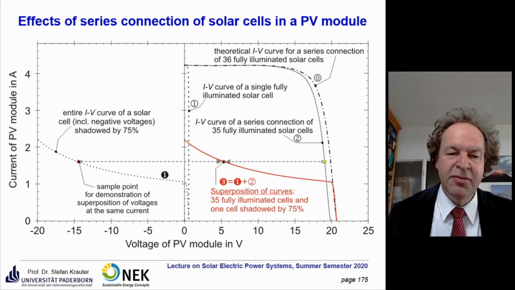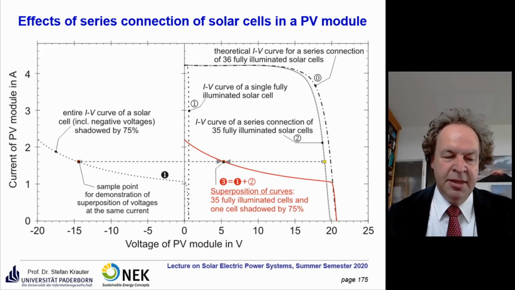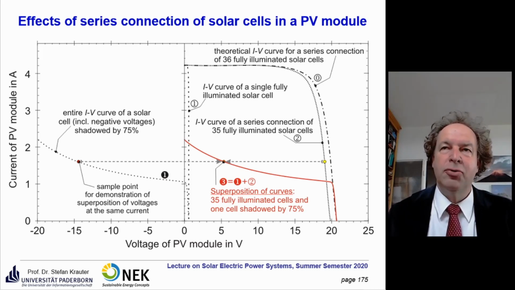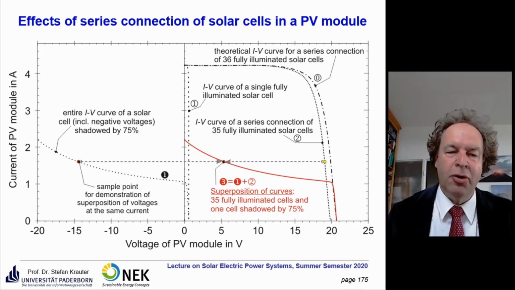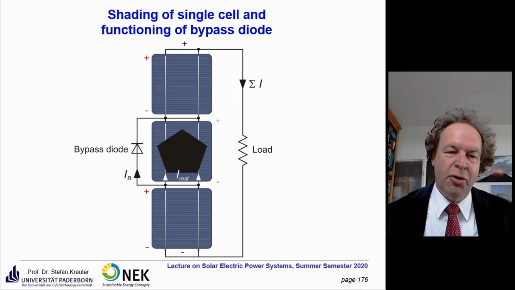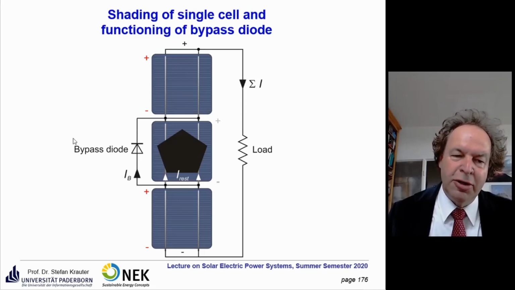And this hotspot may even destroy the encapsulation, so there can be humidity entering the modules at the cell, but later also destroying the neighboring cells and reducing the lifetime of the entire module. What you can do against it, you saw it already in that picture. This is a so-called bypass diode.